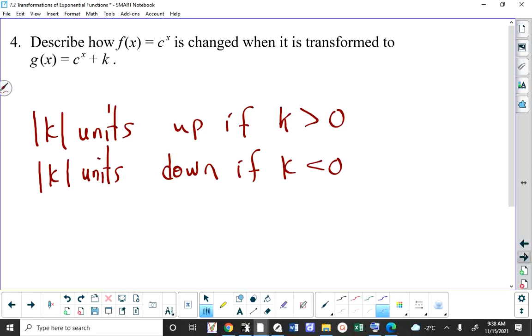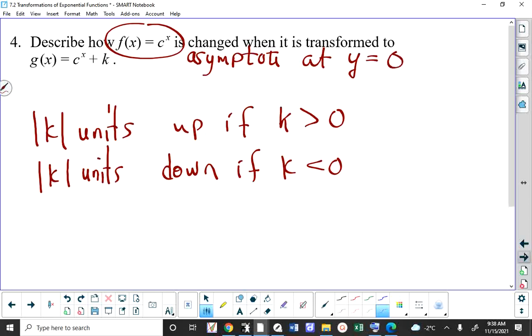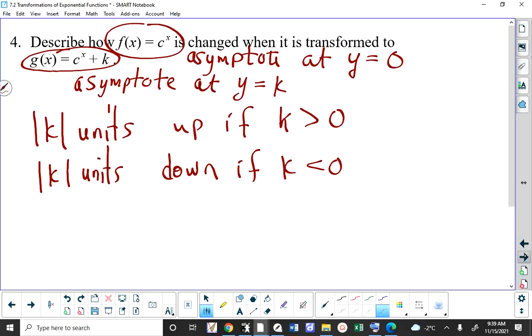For y equals c to the x, the asymptote is at the x-axis, which is y equals 0. For y equals c to the x plus k, the horizontal asymptote will be at y equals k. If k is positive, y equals k. If k is negative, y equals k.